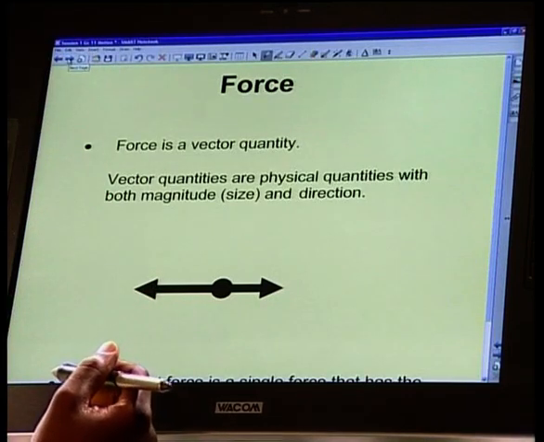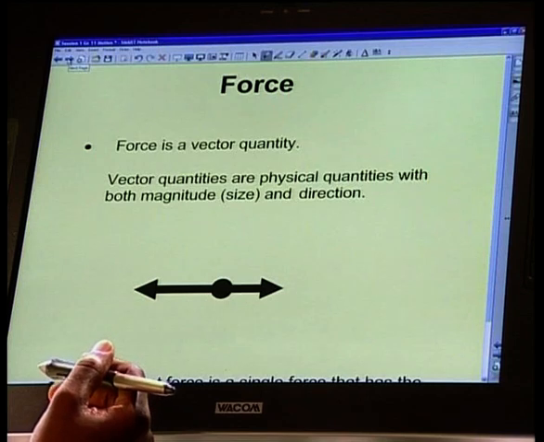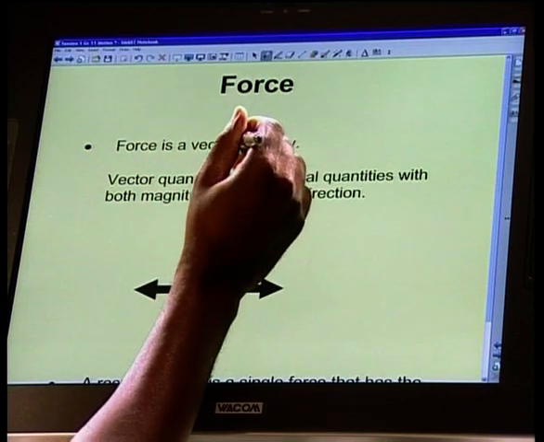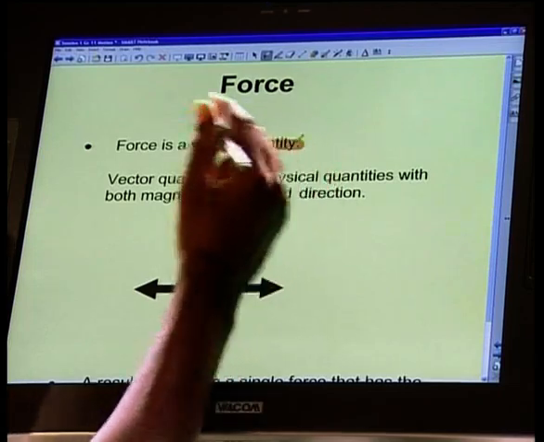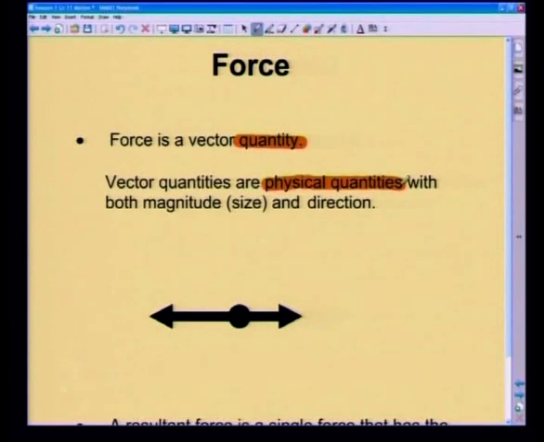Let's have a look at the topic on force. Force is said to be a vector quantity. Now we need to ask ourselves a question: what is a vector quantity? A vector quantity is a physical quantity. That's very important. We need to know that it's a physical quantity. This quantity will have magnitude and direction. Magnitude is something to do with size. We're looking at how big this particular quantity is.